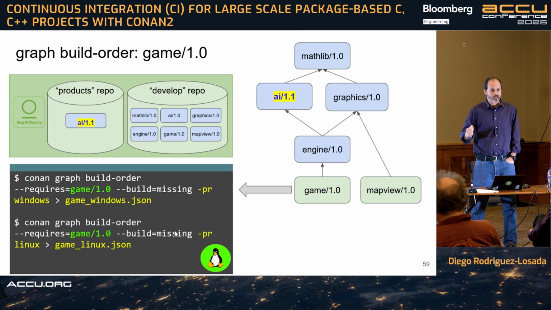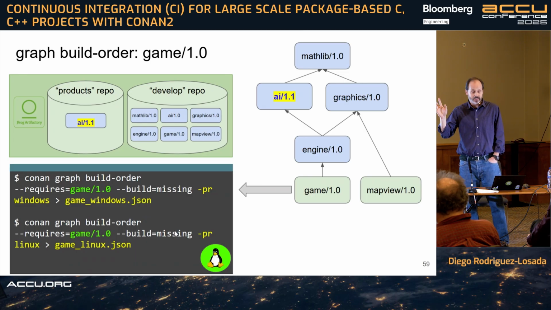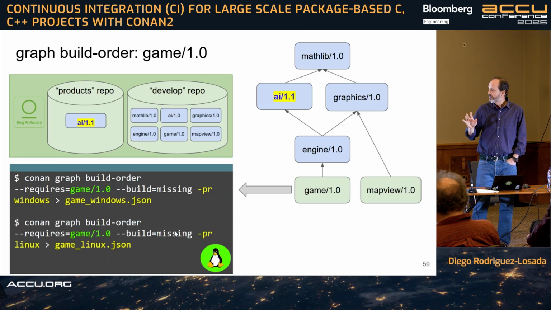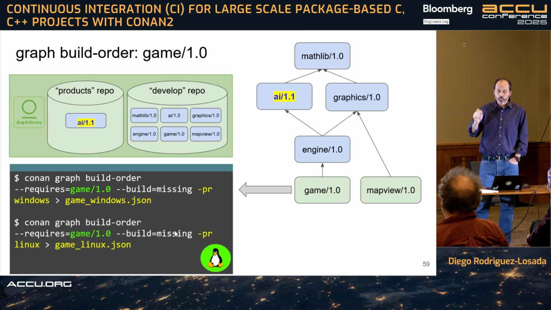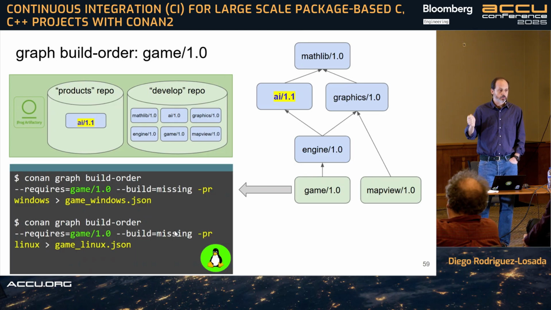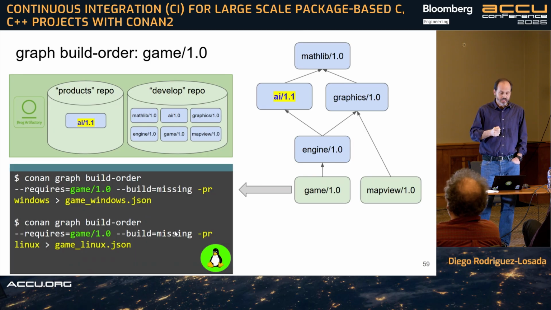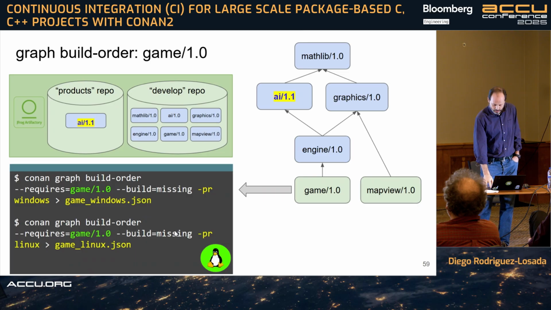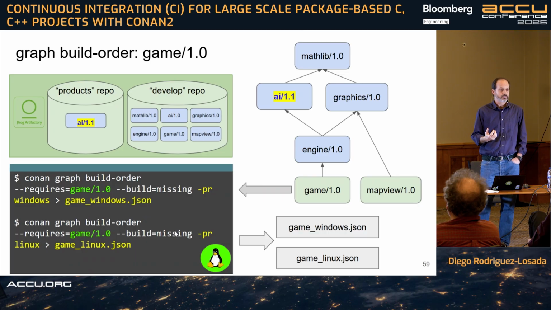In practice, we have a number of configurations and we have a number of products. So what we want to compute here is not just the build order for game for a specific configuration. We have two different configurations. They might have different dependencies. There might be some existing binaries for some of them already. Right? So the thing is we can iterate and we can request the build order for game for Windows. And it will create a file for us. And we can also request for game the build order for Linux. And this will give us two different files. Right?